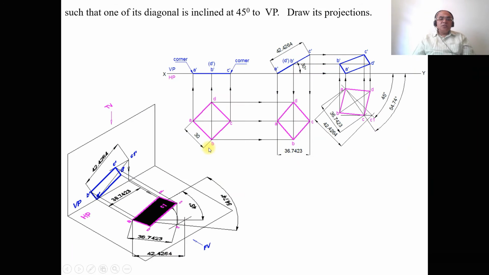And here in the third position, what he says is such that the diagonal is inclined to VP at 45 degrees.